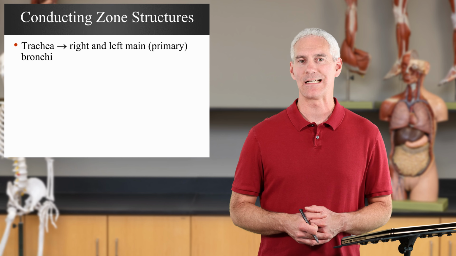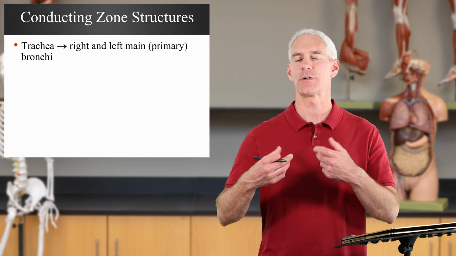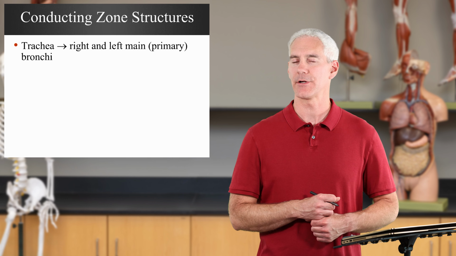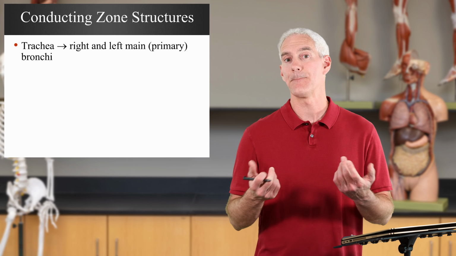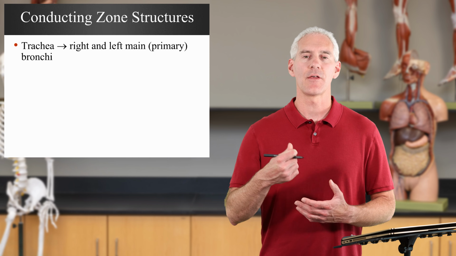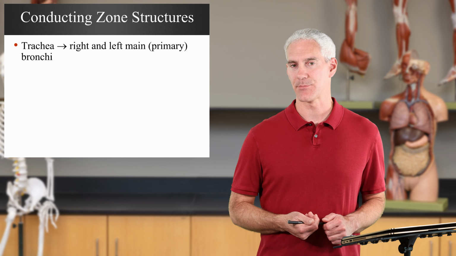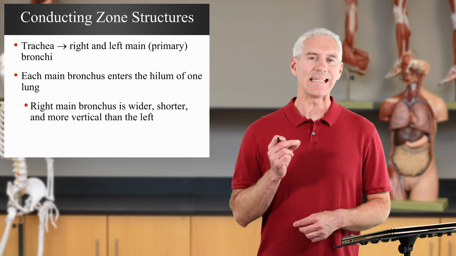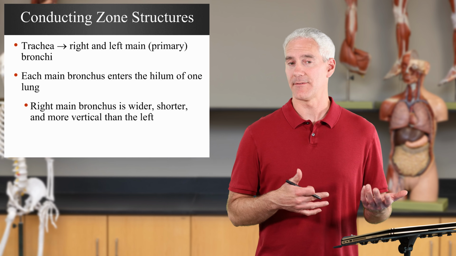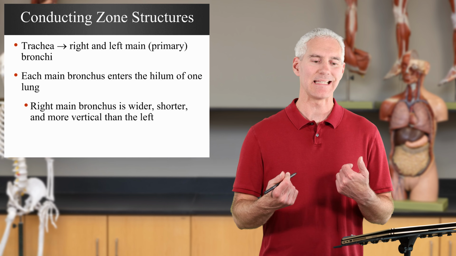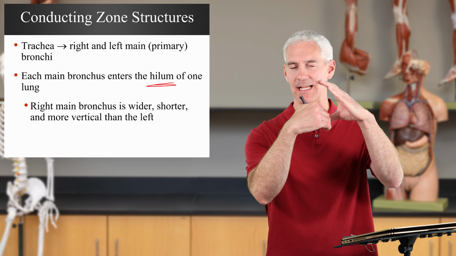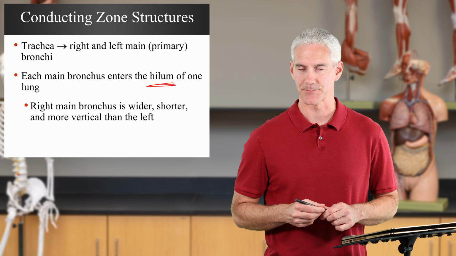Continuing our movement down the conducting zones, heading down into the lungs. We're going from the trachea into the primary bronchi, also known as the main bronchi. Now there's the right and the left main bronchi, or right and left primary bronchi. Each one of these bronchi, the right and the left, is going to enter into the hilum of the lung. Now the hilum is simply an indent where this tubing is entering in.